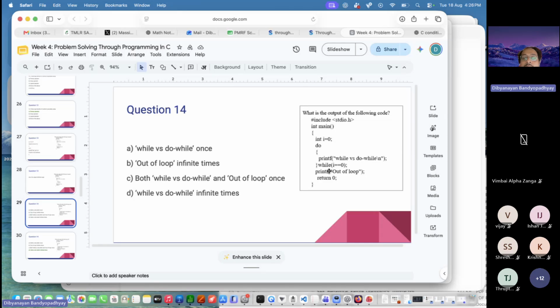So the reason is very simple actually. In a do while loop, you perform the do operation first and then you check whether the while condition is getting satisfied or not. So as i is already equal to 0, the while condition will never get dissatisfied. As long as it is getting satisfied, whatever is inside the do will get printed, so infinite times it will get printed and it will never come out of the while loop. So that is why this is the correct answer. Okay, so this is a very simple question actually.